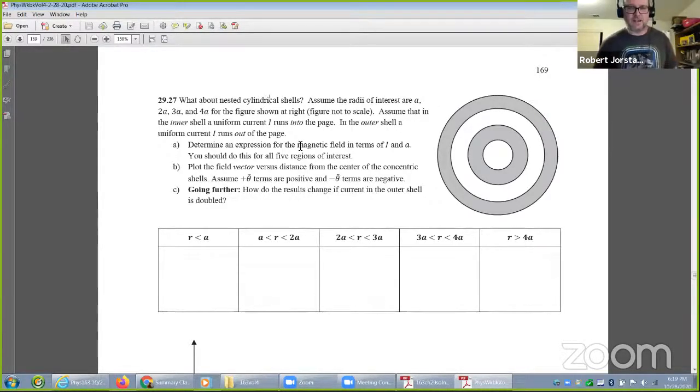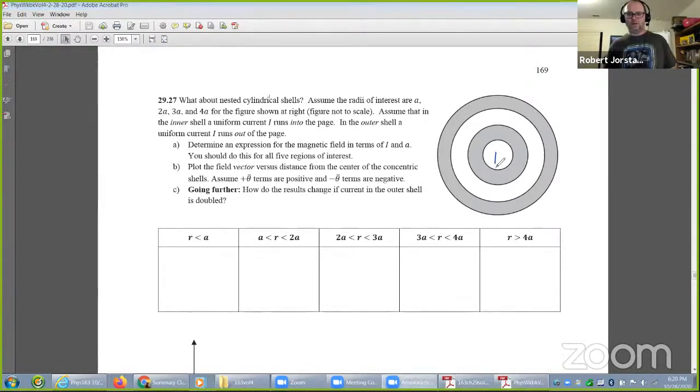Assume that in the inner shell current runs into and the outer shell current runs out of. Determine blah, blah, blah. Okay, before we go on, which regions have no magnetic field? Are there any? If I label them, that might make this easier. Let's call this region 1, region 2, region 3, region 4, region 5. Are there any regions that have no magnetic field?